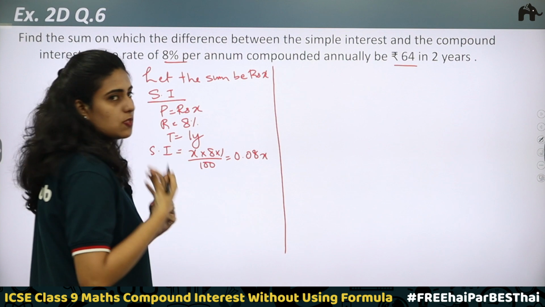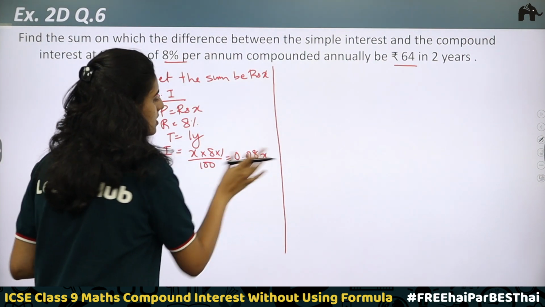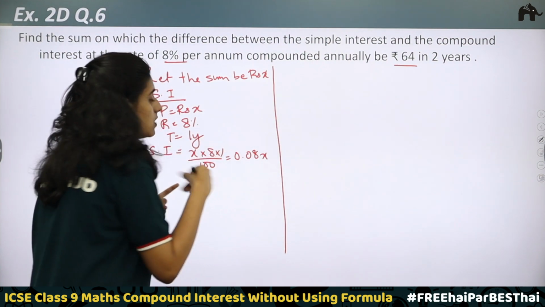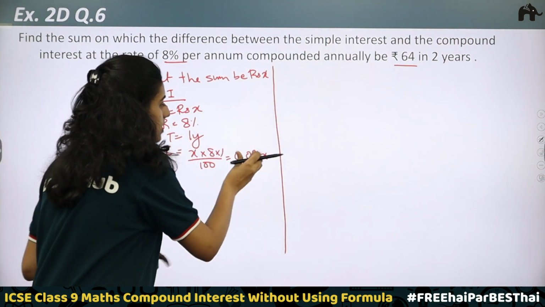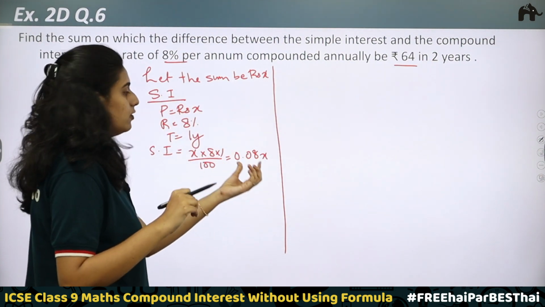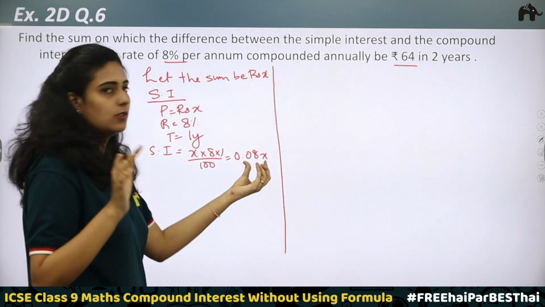When you find the simple interest for second year, again you will be getting 0.08x itself, because the same value will be getting. So, if the simple interest for 2 years is asked, it will be 0.08x plus 0.08x. Separately for each year when you are taking, you will be getting the same value. Simple interest is not going to change.